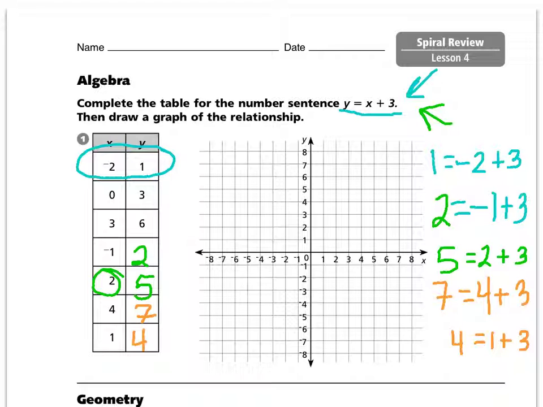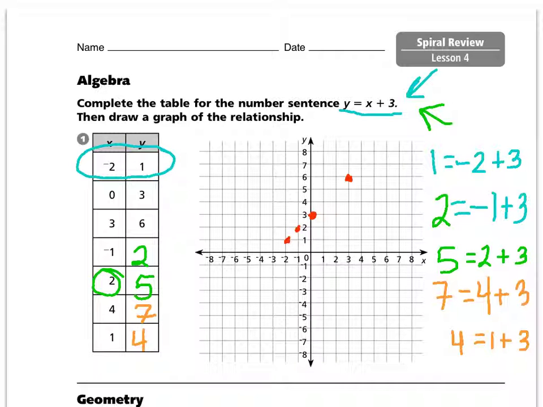Using this information in the chart, I'm going to plot the points and then draw a line. So for the x, I have -2, so I go over to the -2 and up 1 to -1. Next one, I have 0 and 3, so I stay at the 0 and then go up to the 3. Then I have 3 and 6, so I go over on the x-axis to 3 and up 6. Put my dot. I have -1, 2, so I go to the left and then up to the 2.